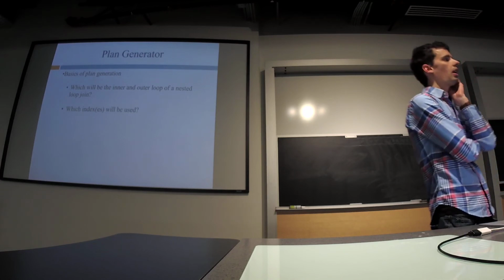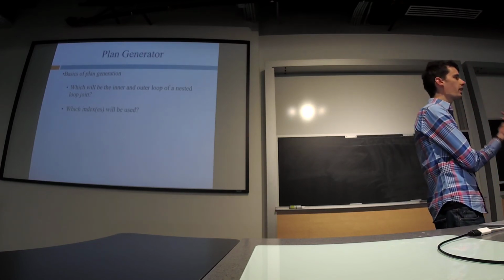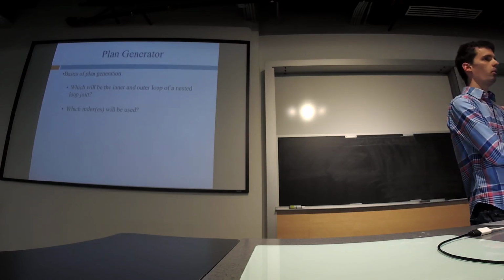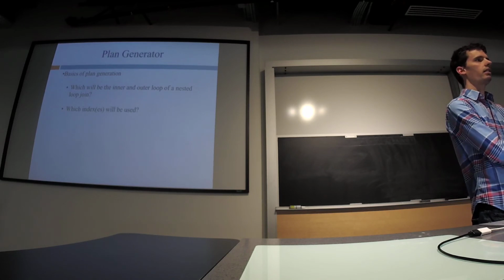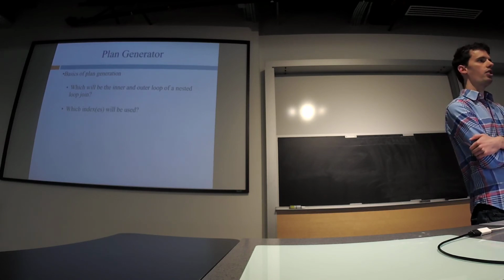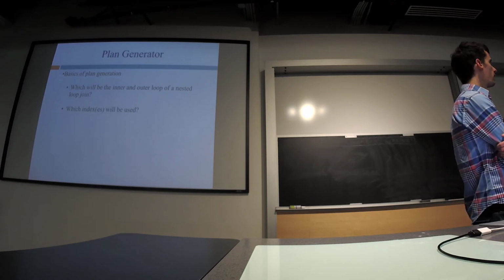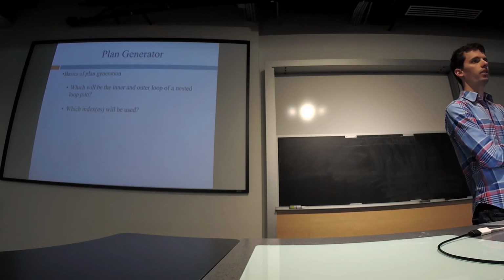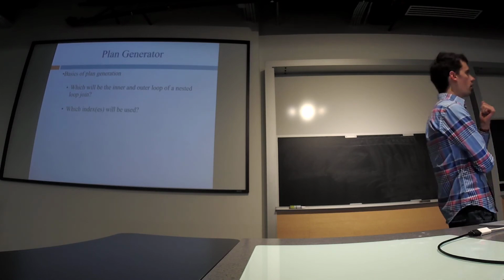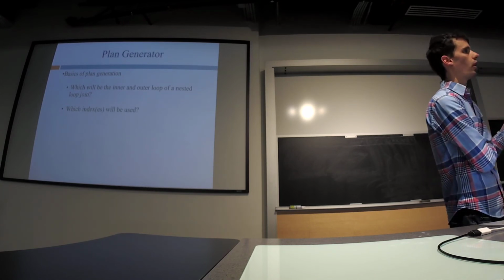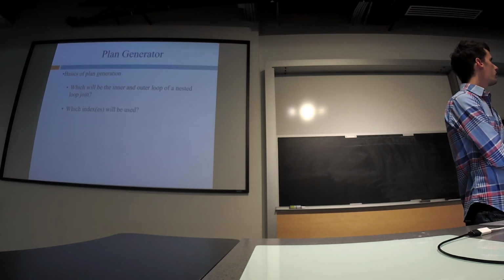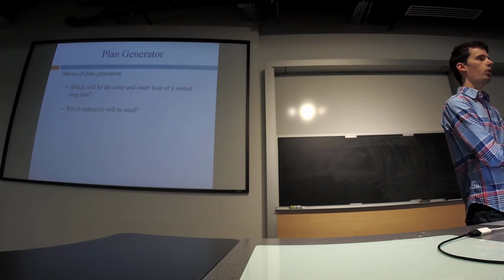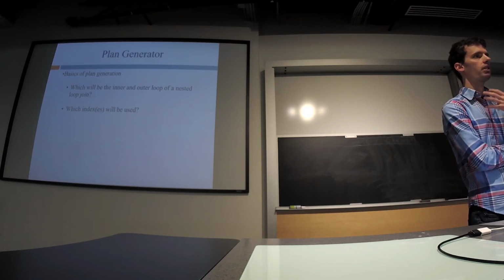Okay, and then we talked about, and this is still relating to performance and indexes and all the internals of how the database system works, the plan generator. It's going to look at the tables, it's going to look at the indexes available to it, and decide how to execute the query. So some of the examples we did were which table is going to be the outer loop and which one's going to be the inner loop for some join.